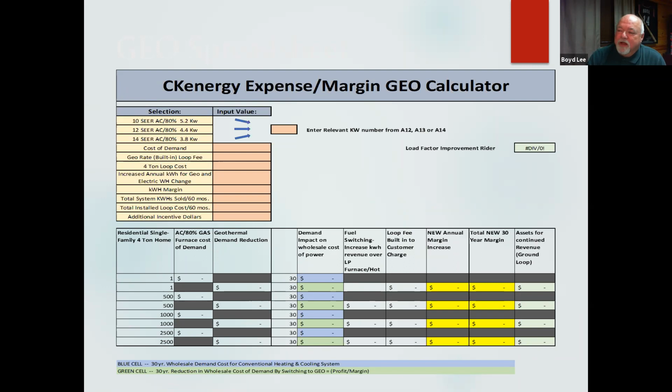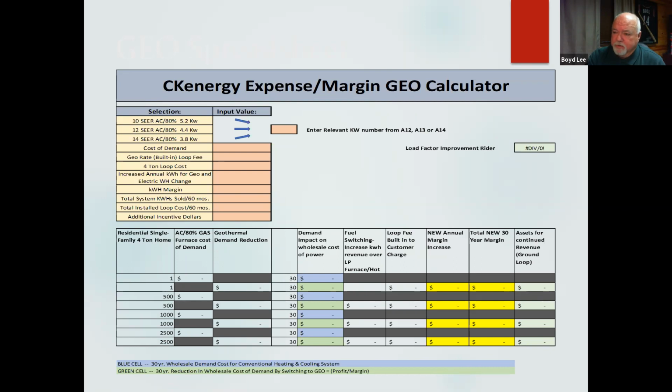All right, what I've done here basically gives us an idea from a retrofit situation. It can also do new construction as well, but if you go in, let's say a customer's got an old air conditioning system, a 10 SEER, 80% gas furnace, that air conditioner is about a 5.2 kW at 3.5 tons, 5.2 kW demand for its runtime.